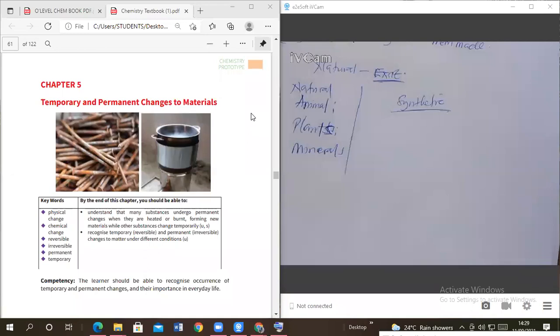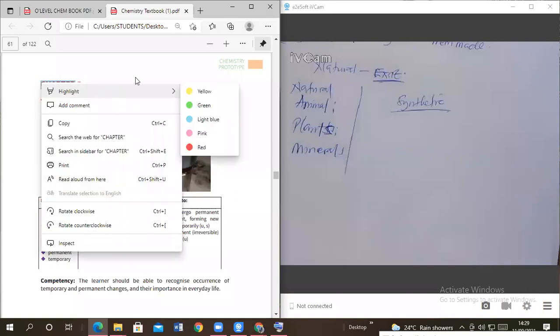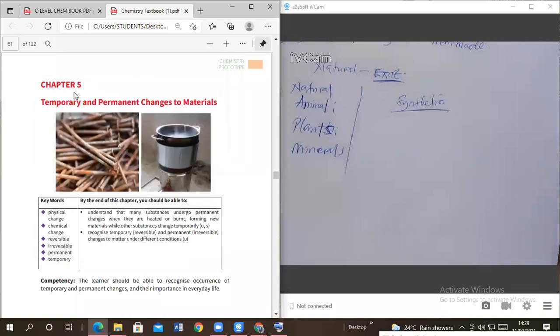Yes. Okay. Now, let's shift away from materials. We have now known the materials to use. Come to chapter 5. We want to know what happens if any of those materials is burnt. The main important idea here is to know if something is burnt, what happens? Does it temporarily change or does it permanently change?